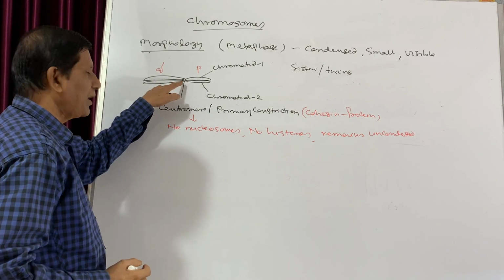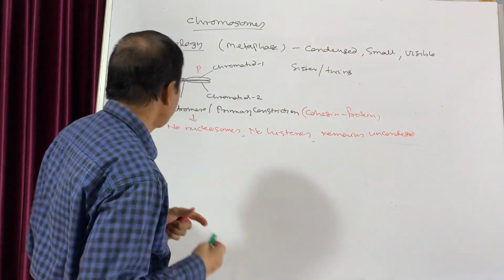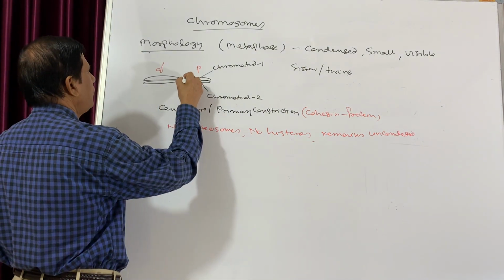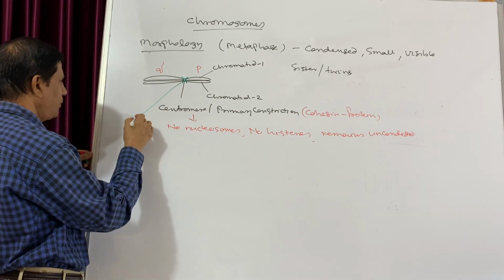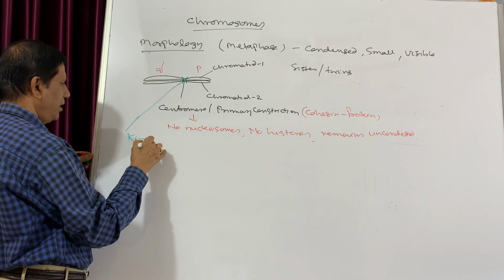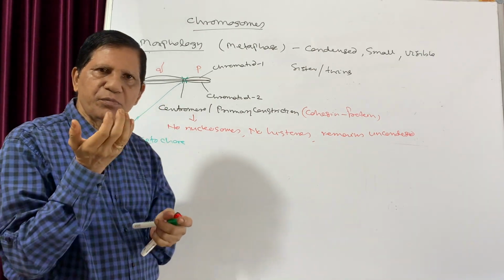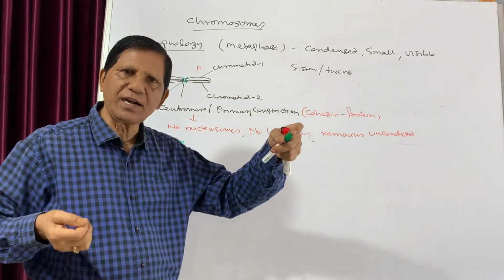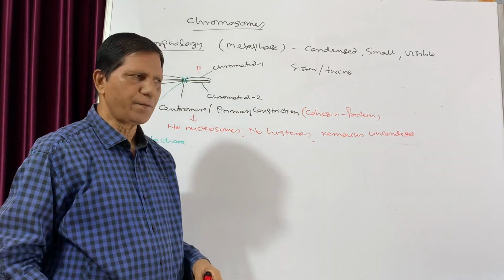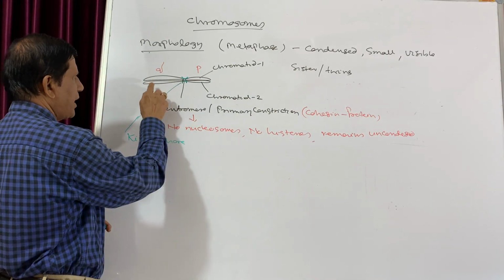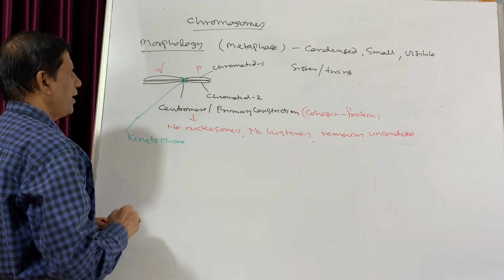On either side of the centromere, there are two disc-like proteins, known as kinetochores. The kinetochore is the disc-shaped protein to which the spindle fibers are attached during cell division, so that the two chromatids move towards opposite poles. So the first one is the chromatid, the second one is the centromere or primary constriction.